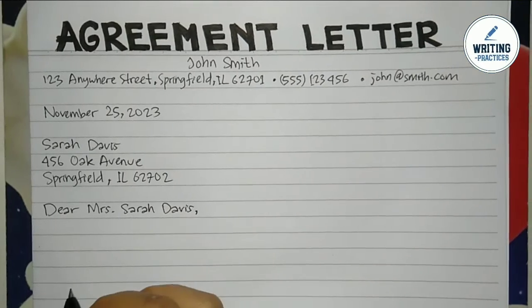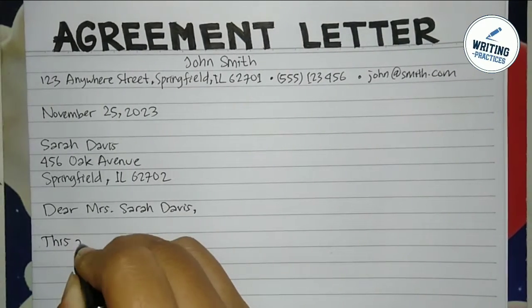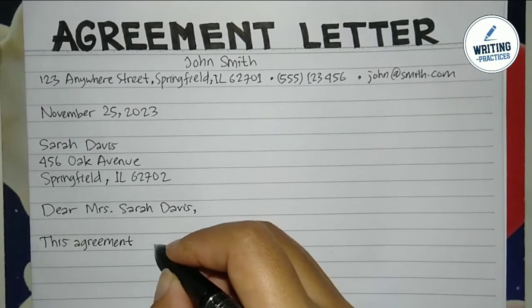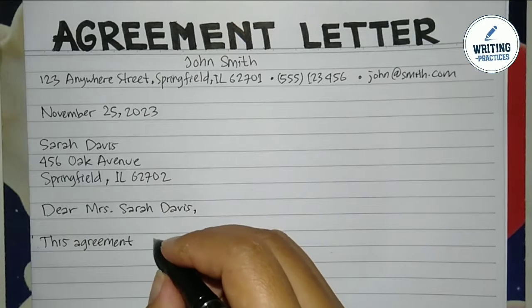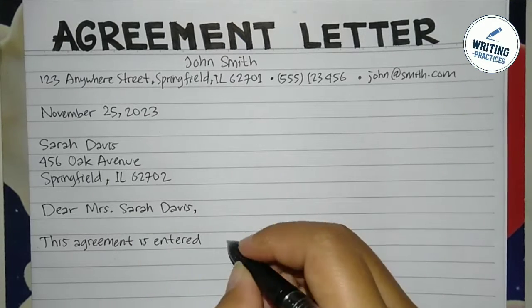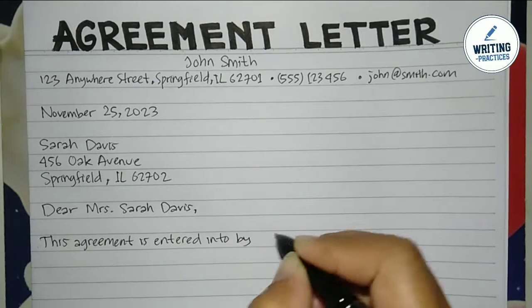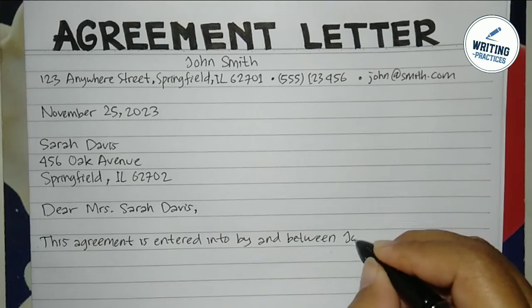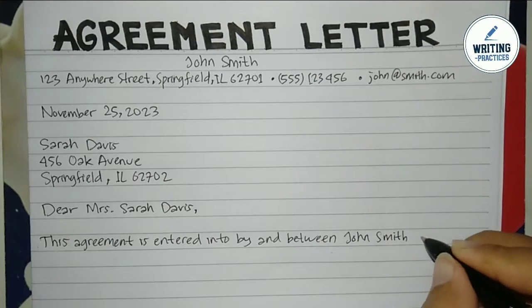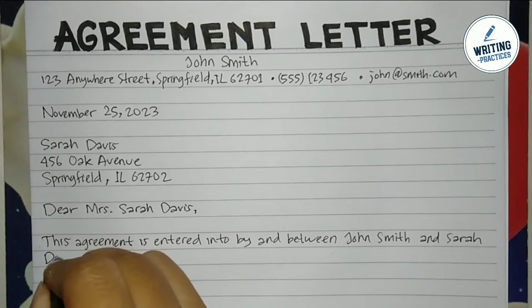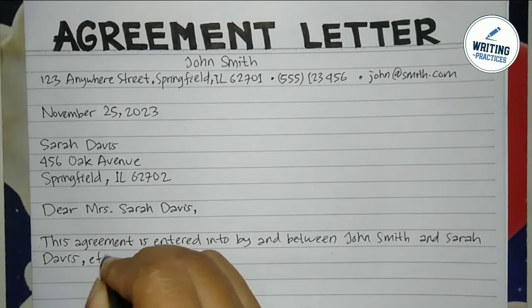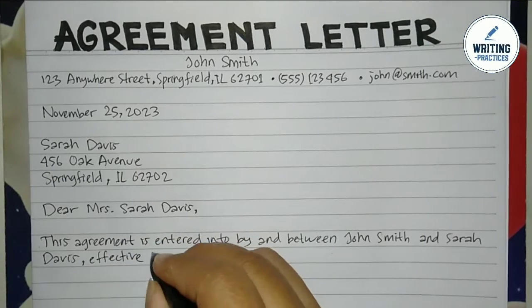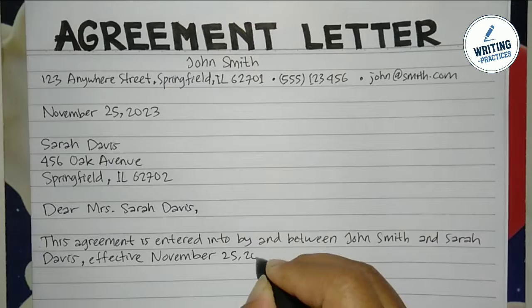In the opening paragraph, you can begin by introducing yourself and the person you have an agreement with. And state also the purpose of the agreement letter. For example, this agreement is entered into by and between John Smith and Sarah Davis, effective November 25, 2023. Writing the date here is necessary, so you shouldn't skip it.